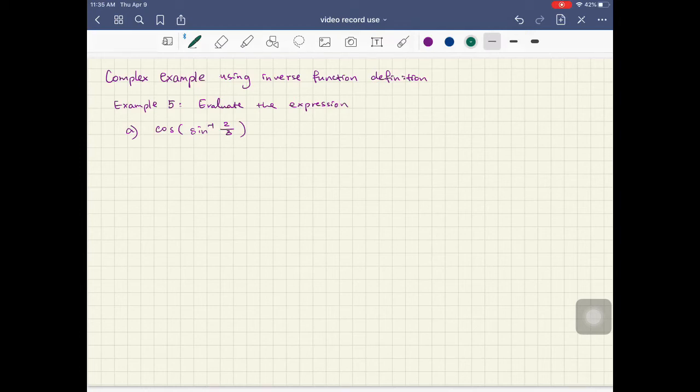This is the lecture video for section 6.1, video 6. Here we're going to talk about 4 examples, more complex examples involving inverse function properties.